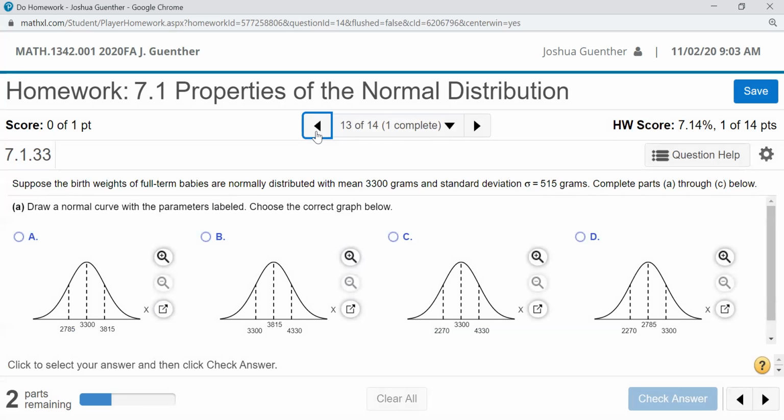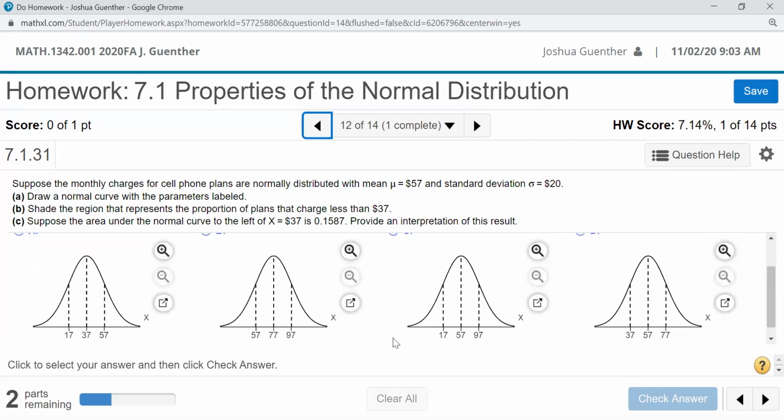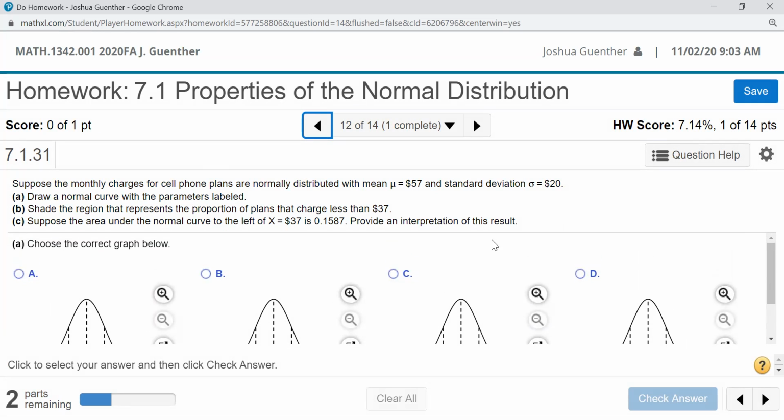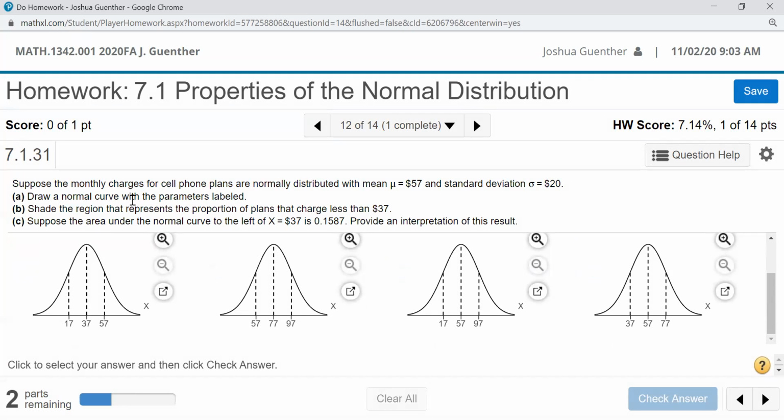Let's see if we can find some more interesting ones. So this section is pretty straightforward. Let's look at this problem. Suppose the monthly charges for cell phone plans are normally distributed with a mean of $57 and a standard deviation of $20. So we can draw a normal curve for the parameters labeled.